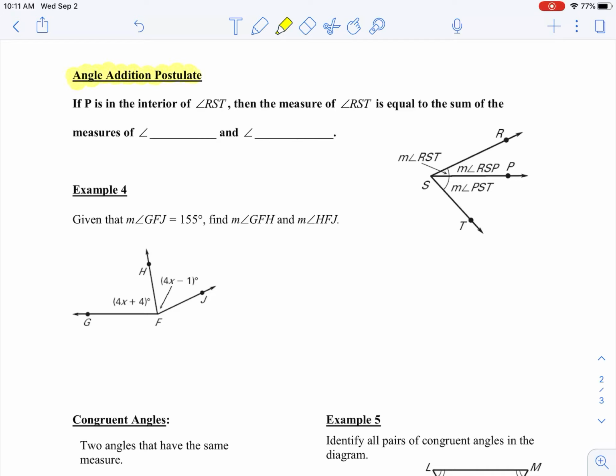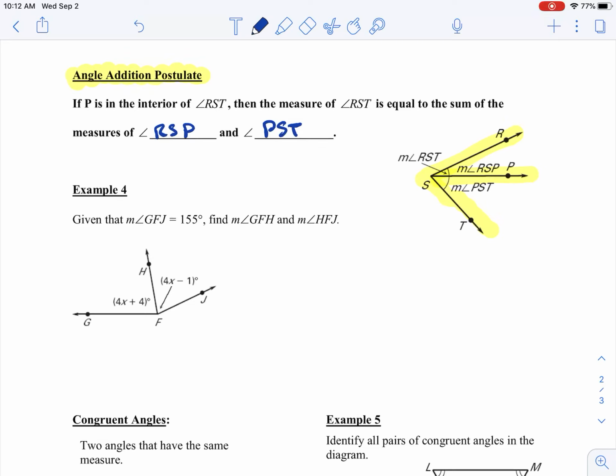So angle addition postulate, this should be something that sounds familiar because it's like the segment addition postulate. We talked about the idea of part plus part equals whole. So it says if P is in the interior of angle RST, then the measure of RST is equal to the sum of the measures of, and let's use our picture over here. There's the angle they're talking about. And if I want to get the sum of the whole, I can actually split it into these two angles. So it would be the measure of angle RSP plus the angle of PST.